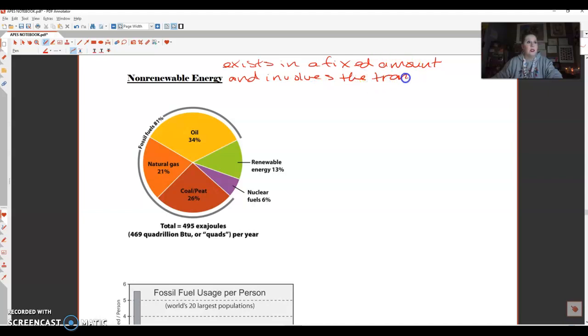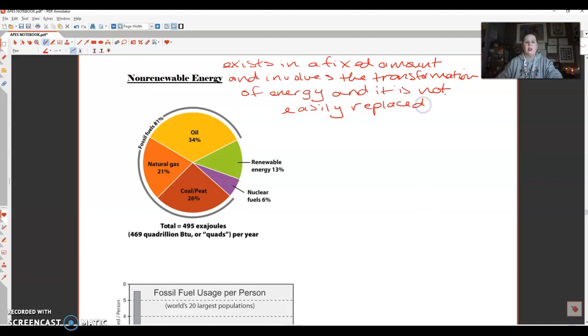the transformation of energy. Also, it is not easily replaced. So the last video we talked about the first and second law of thermodynamics and how that energy basically gets transformed from one form into another. That's what we're going to explore here. So how do we take oil and coal and natural gas and get energy from it? So we're going to look at those processes.